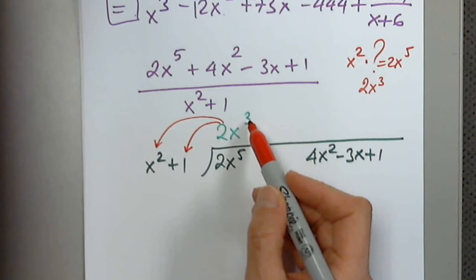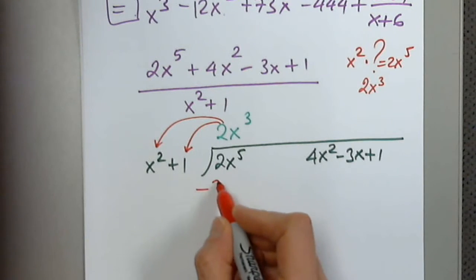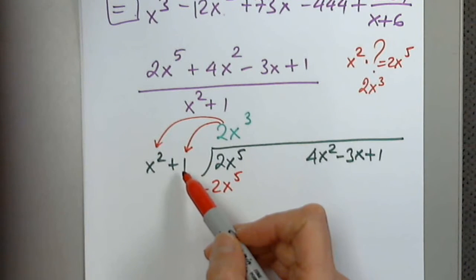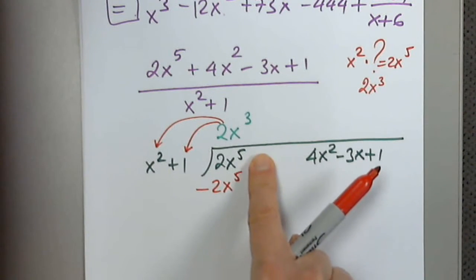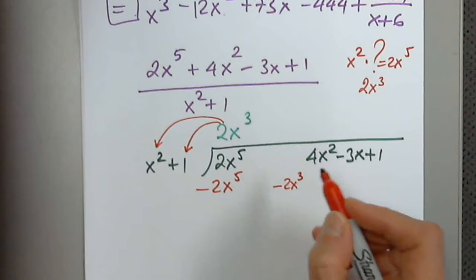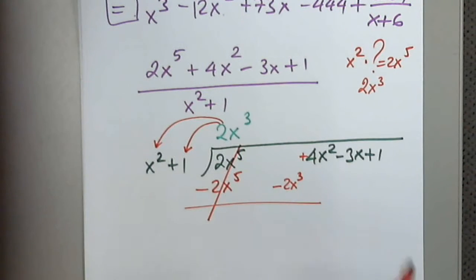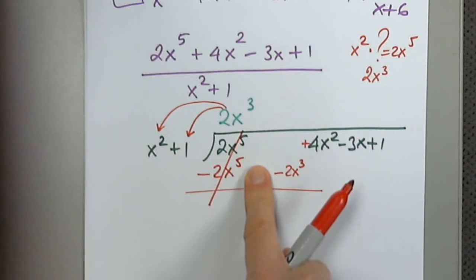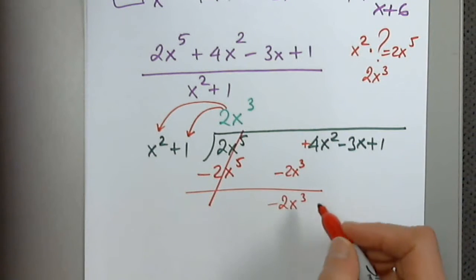Now I go back. 2x cubed times x squared is 2x to the 5th, correct? But I have to change the sign. Then 2x cubed times 1 is 2x cubed, but I changed the sign and I cannot write it here. I have to write it here as negative 2x cubed. These two go away. I don't have a power 4, but I have to copy power 3.